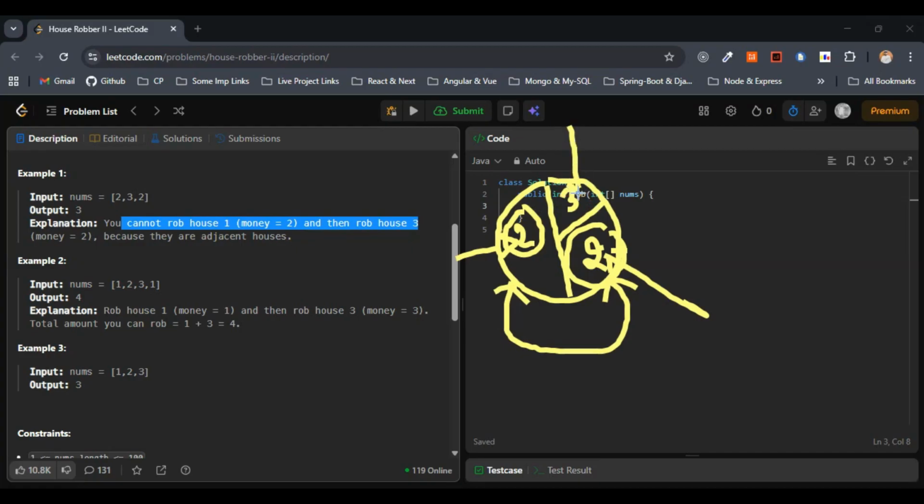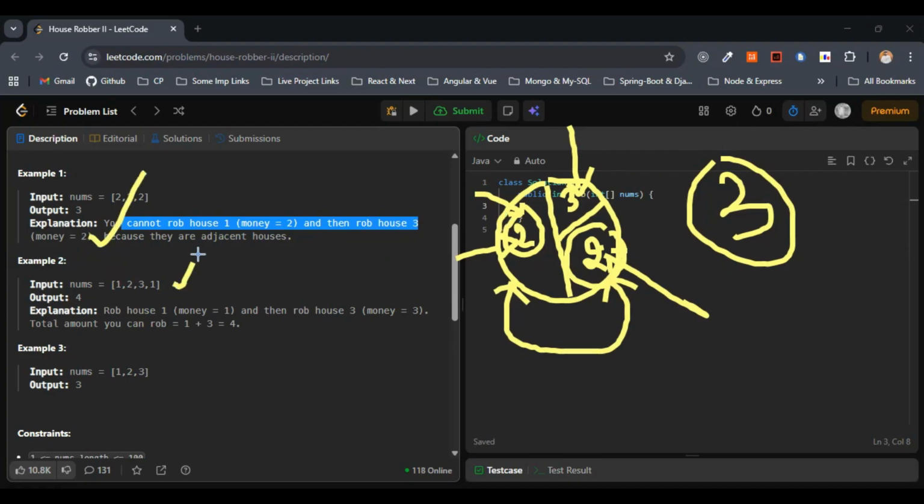So let's consider 3 here. Suppose we ignore the others and rob this house. So this will be 3. The highest amount the robber can rob in this case is 3, so we got the output 3.